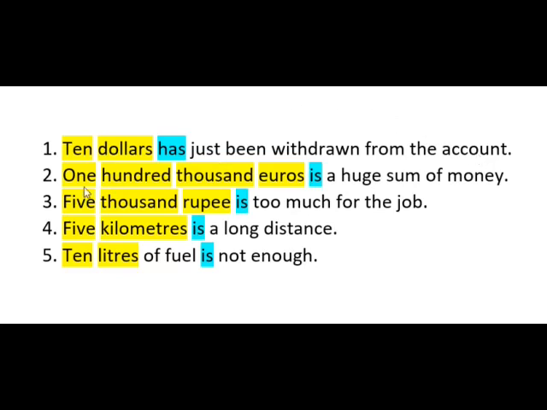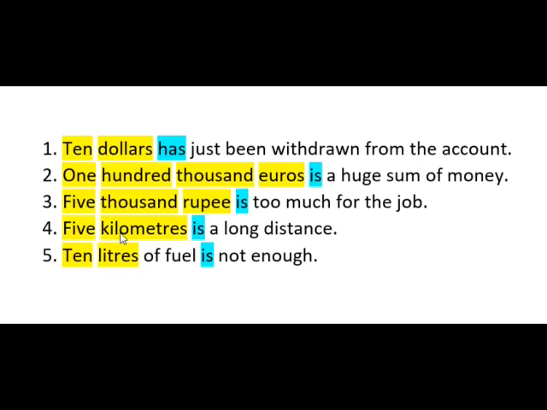Second example, 100,000 euros. Despite the amount of money, you use is, a huge sum of money. Number 3, 5,000 rupee is too much for the job. Number 4, in the first 3 examples, we've considered amount of monies. Now let's look at use of unit of measurement.